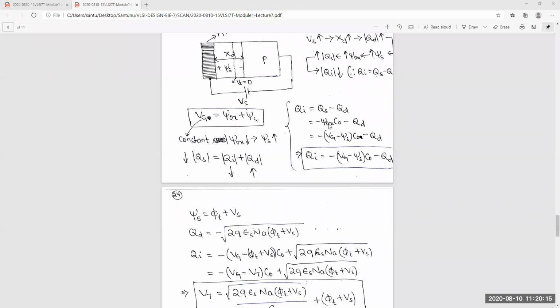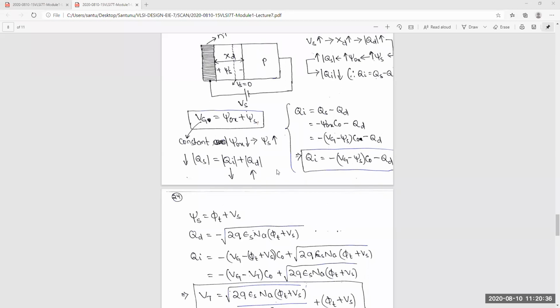Now phi ox is nothing but Vg minus phi s. Here Vg is the constant voltage and phi s is the surface potential, and in the place of phi ox you can put Vg minus phi s. So finally, this is your Qi.